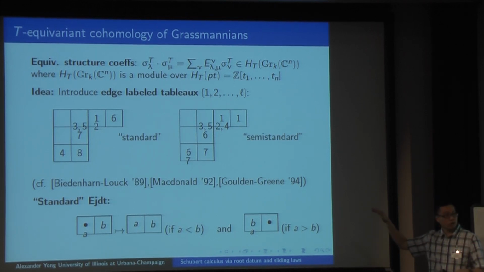Although they did not know, I mean, it's not that they didn't know, but they did not formulate their papers in terms of equivariant Schubert calculus. So it's just to emphasize that these sort of problems are more widespread than Schubert calculus. So in order to study this problem, we introduce edge label tableaux.